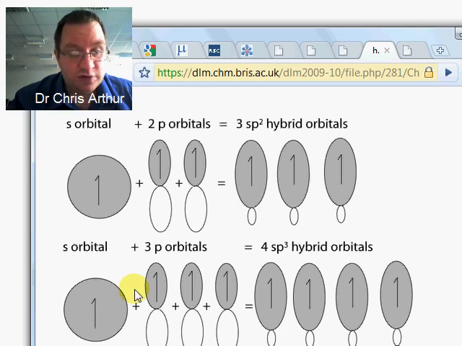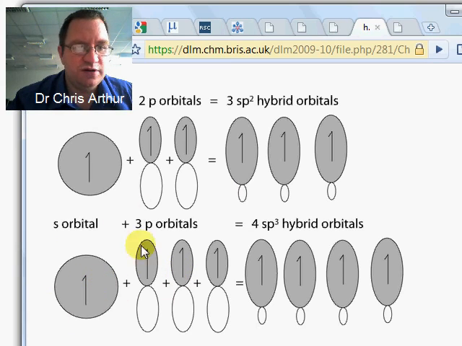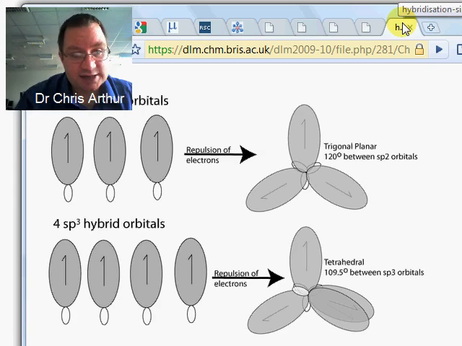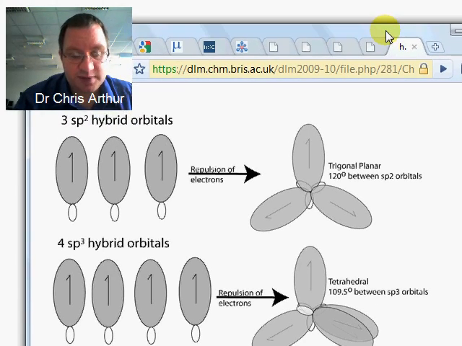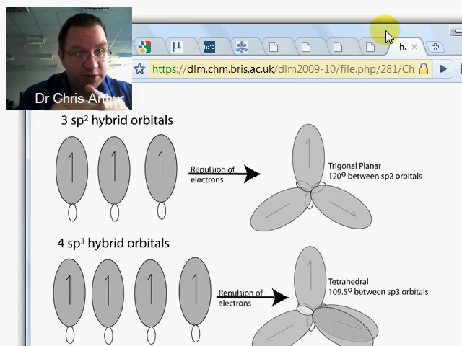Okay, we can do it with the s orbital and three p orbitals. We have four orbitals that we're mixing, therefore we get four sp3 hybrid orbitals. So we're just mixing these together. Now, like we saw with the sp orbitals, which were degenerate, these hybrid orbitals, the three sp2 hybrid orbitals and the four sp3 hybrid orbitals, are degenerate in energy, and they want to get as far away from each other as possible.